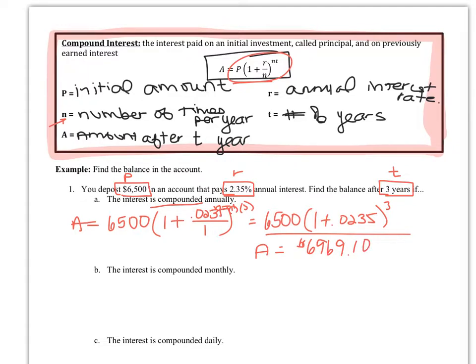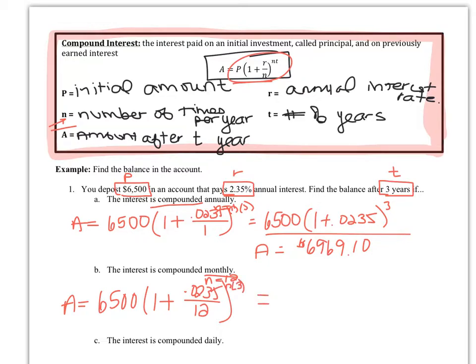If I go to B, it says, what if the interest was compounded monthly? So P, R, and T are all the same, but now N is changing to monthly. N is the number of times per year. If it's monthly, how many times a year is that? Well, there's 12 months in a year, so 12 times. So I'm going to use the same formula. A equals 6,500, because that's P, times the quantity of 1 plus my percent, 0.0235, all over n, which this time is 12, raised to the n times t power. That'd be 12 times 3, which is 36.